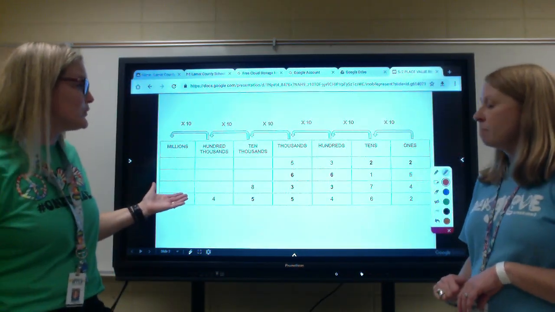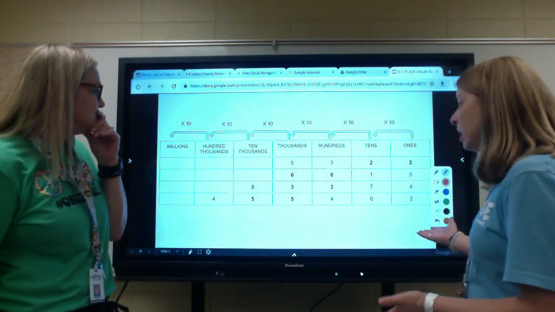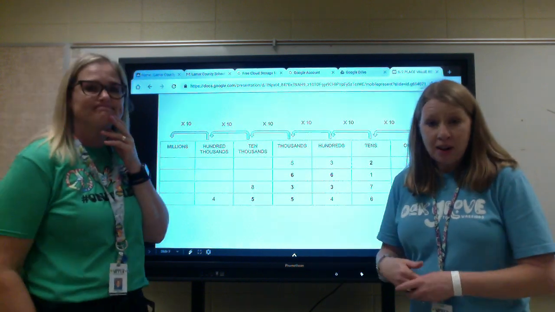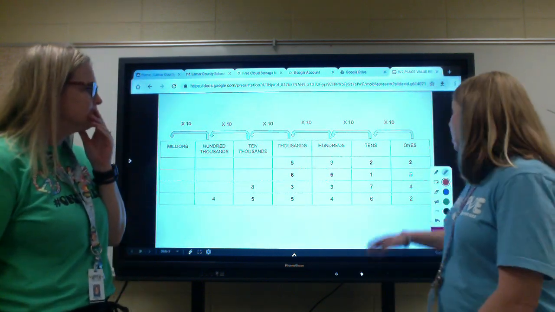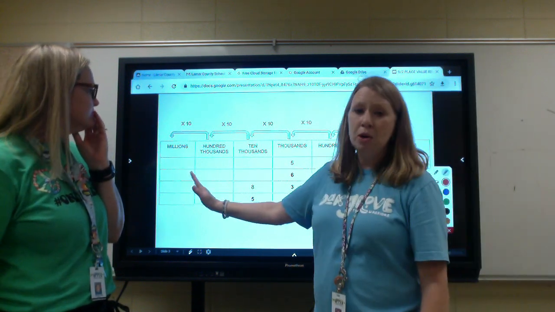What is this? What are all these numbers? And what do they mean, Miss Jacobs? Well, this is our place value chart. I know that we've been talking about place value for the last several weeks. We started with our ones column and we have gone all the way to the millions.